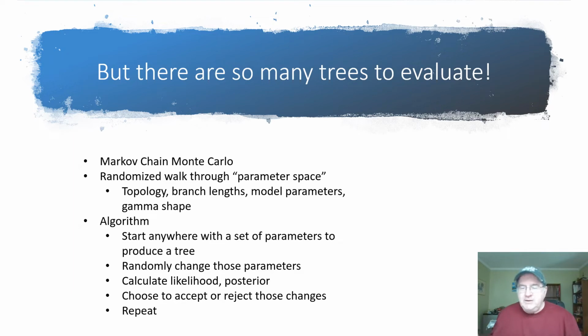So in general, we're going to start at a place with a tree, change some parameters in that tree, recalculate it, get its likelihood. If the new tree has a higher likelihood, then move to that tree. If the old tree has a higher likelihood, then just stay where I was. And keep doing that over and over and over again.